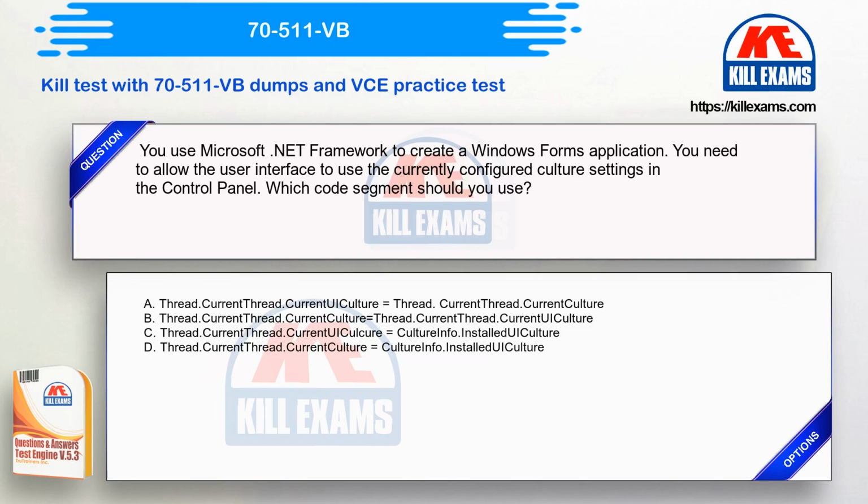You use Microsoft .NET Framework to create a Windows Forms application. You need to allow the user interface to use the currently configured culture settings in the Control Panel. Which code segment should you use? Option A. Thread.CurrentThread.CurrentUICulture = Thread.CurrentThread.CurrentCulture.